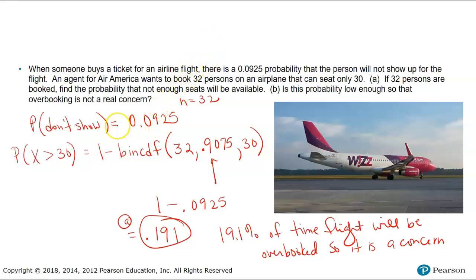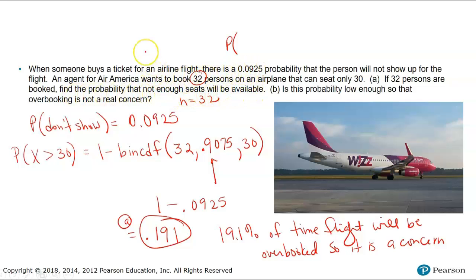Okay, when I look at this one here, when someone buys a ticket for an airline flight, there is a 0.0925 probability that the person will not show up. So the probability that they don't show, which is what I've written here, is 0.0925. An agent for Air America wants to book 32 persons on an airplane that can only seat 30. If 32 persons are booked, find the probability that not enough seats will be available.